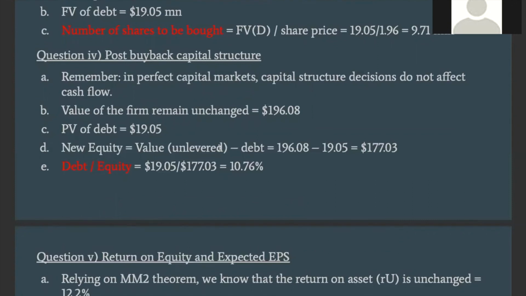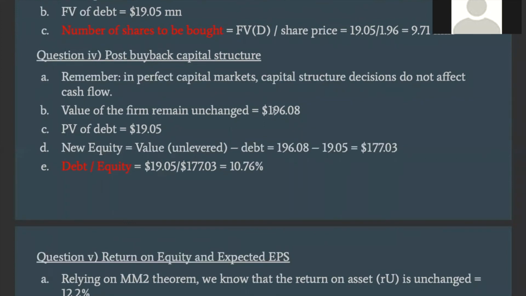What is the capital structure now? We know that with the assumption of perfect capital markets, whatever the company does with its capital structure, the value of the cash flows remains unchanged, because there is no interest tax shield. So the value of the company is unchanged. It's the amount that we found in the previous question, 196 million. Nothing has changed with respect to that.